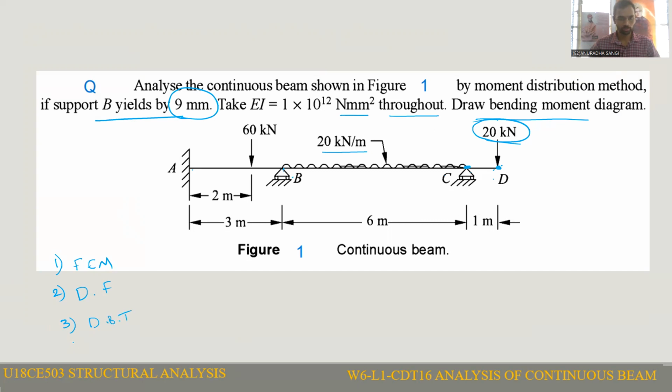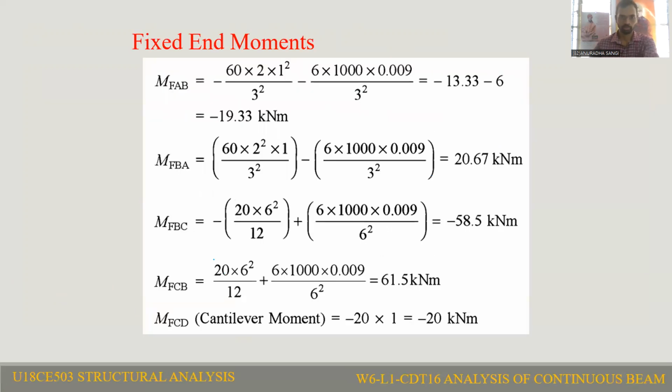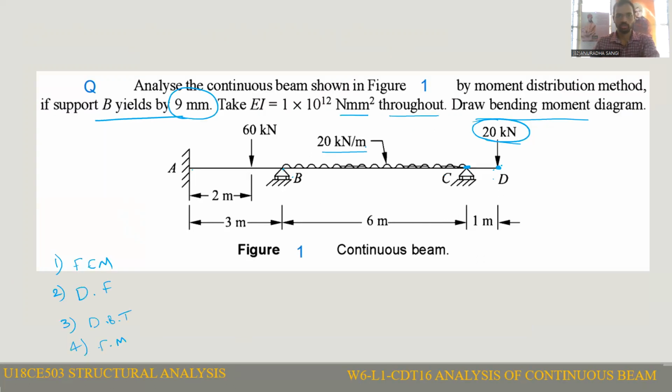From this distribution table, we can calculate the final moments. From these final moments, you can draw the bending moment diagram. First, we will see how to calculate the fixed moment. We know here the AB span is subjected to an eccentric point load.